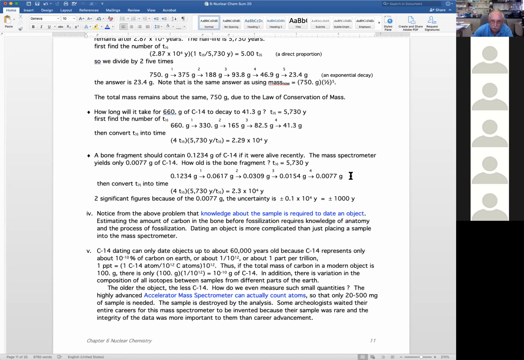So now, how much years is that? 4 half-lives, that many years for half-life gives me about 23,000 years. That bone fragment is about 23,000 years old, plus or minus at least 1,000 years.